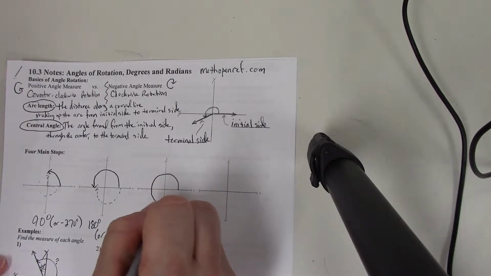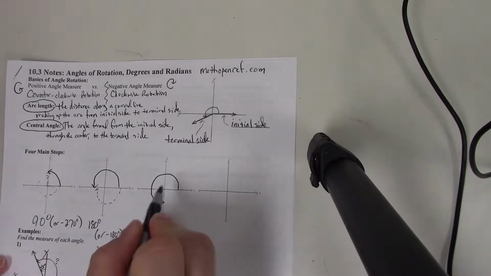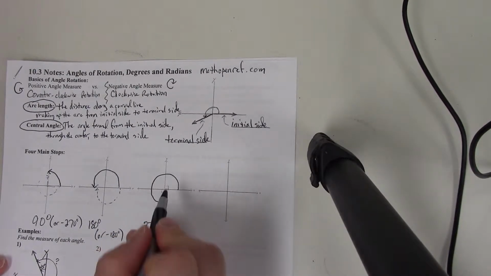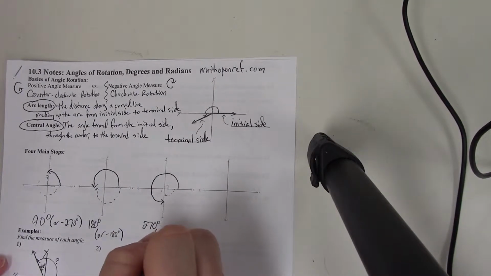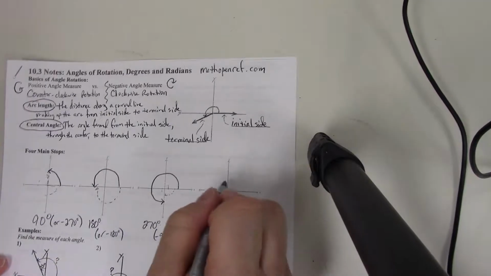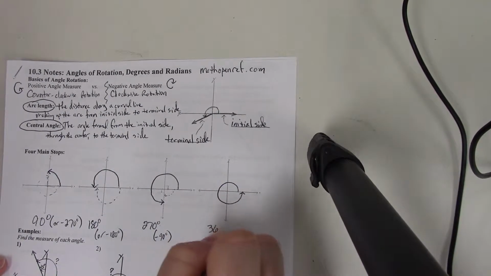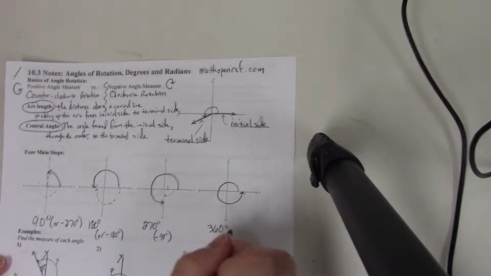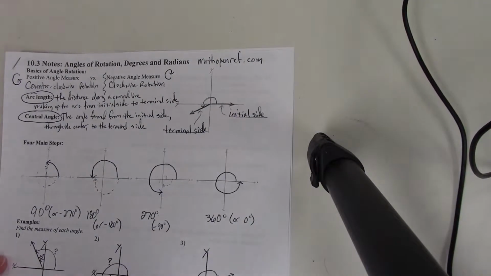This to here is 270. If you can tell, I'm just really adding 90s because this would be 90 plus 90 plus 90, and that's kind of important. Or if I go this way, it's negative 90 degrees. And a full rotation, hopefully you know, is 360 degrees. This actually is 0 degrees too, because I wouldn't go any way the other way.